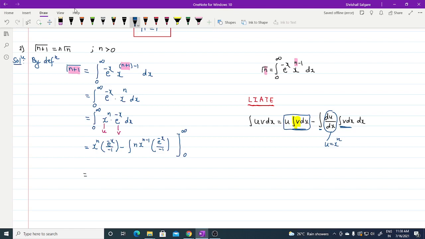Now this question is open to all. Whoever knows the answer can unmute and tell. What is the evaluation of the first term? I will simplify later on. The first term is x raised to n into e raised to minus x divided by minus 1. So what is the evaluation of that first term? At the upper limit, the upper limit value is infinity. Yes, very good.